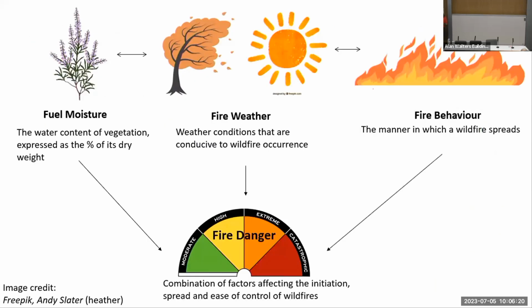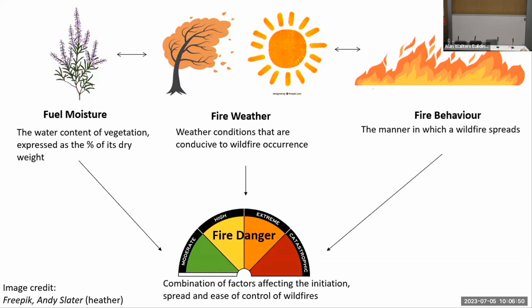Fire danger refers to the combination of factors that affect the initiation, spread, and ease of control of wildfires. There are three groups of factors that are important for determining wildfire danger: fuel moisture, fire weather, and fire behavior. Today I'll be mainly focusing on fuel moisture and fire weather. Fire weather is the weather conditions that are conducive to wildfires occurring, and fuel moisture is the water content of vegetation, or how dry the fuels are.